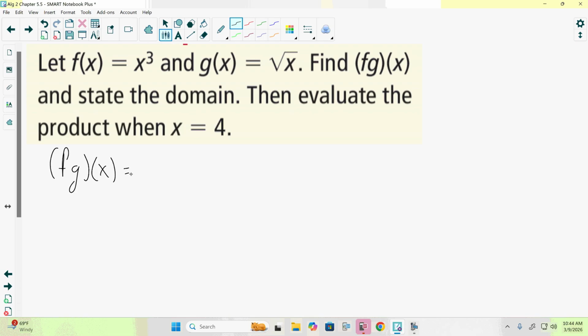So let f of x be x cubed and let g of x be the square root of x. We want to find f times g of x. The domain for this is going to be all real numbers greater than or equal to 0. Then evaluate the product when x is equal to 4.